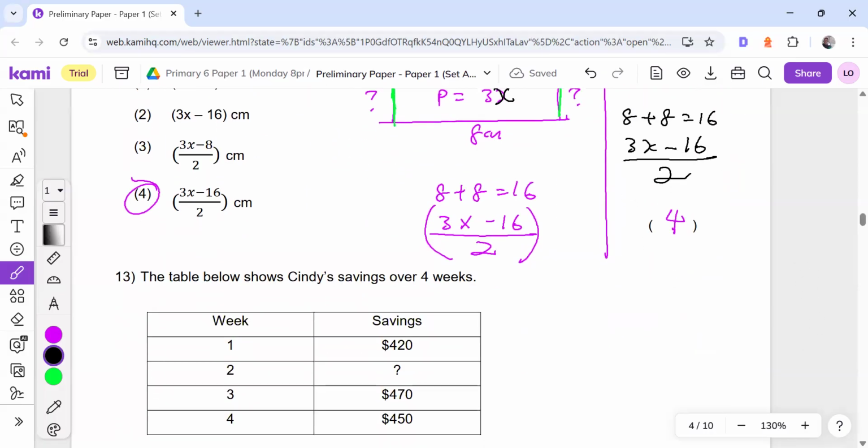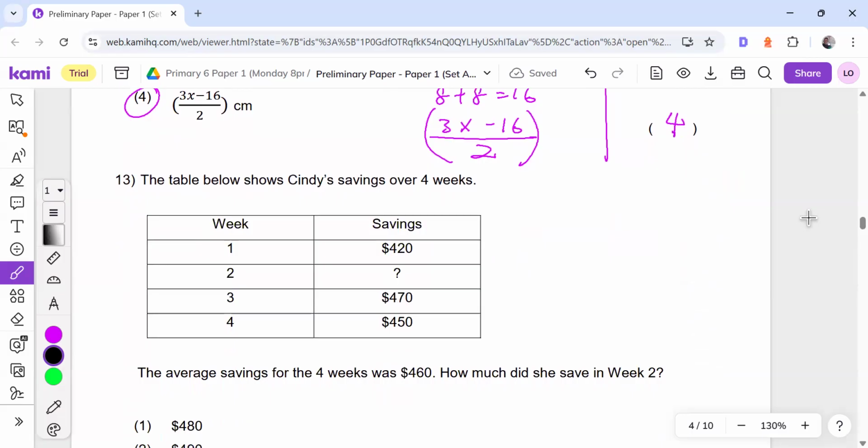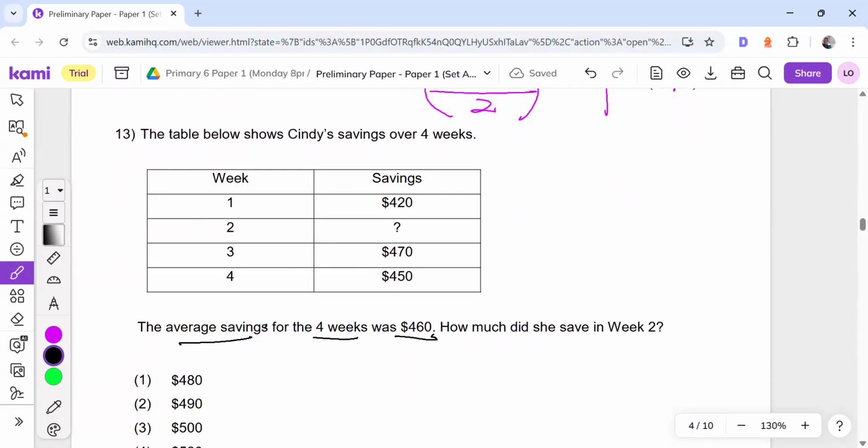Okay, question 13. The average savings for the 4 weeks was $460. Every time you see average, you can find the total already. So always remember, when you have average, you can find total. You take the average and you multiply by 4 to get the total. So 460 times 4, the total is $1,840, which is over here.